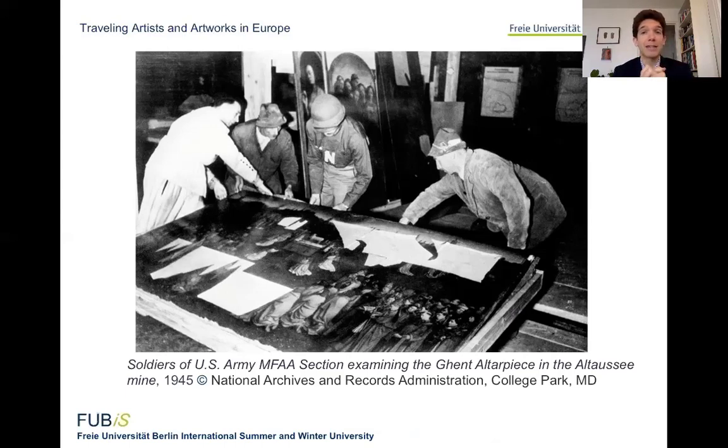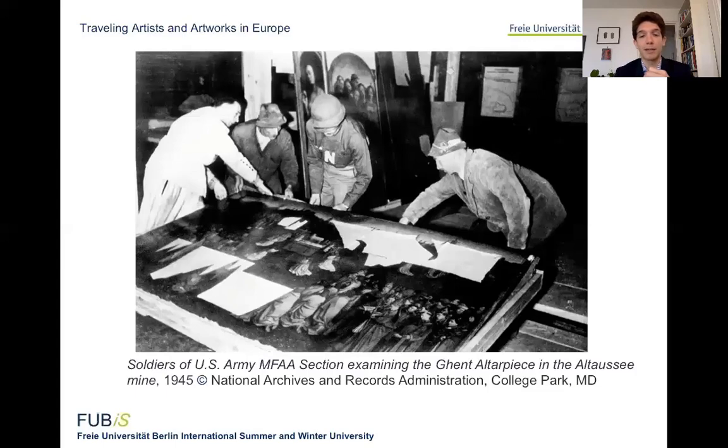But later in the 20th century, again it was the Germans who took it from Ghent, and it was Hitler that, as part of his project of a new universal art museum in Linz, took the Ghent Altarpiece down from the altar in Ghent and brought it to the south of Germany and to Austria in particular.